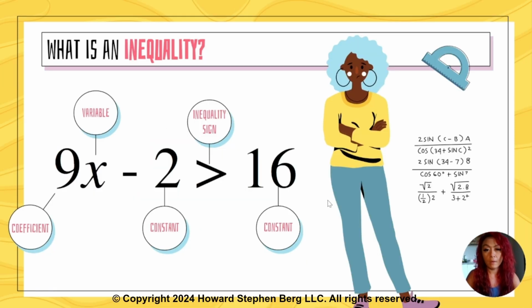What is an inequality? Well, an inequality is a mathematical statement that contains an inequality sign, right? Our inequality signs are less than, greater than, less than or equal to, greater than or equal to, and not equal to. So we have this inequality here, 9x minus 2 is greater than 16, and I've labeled all the parts of the inequality for you, right? We have our coefficient, our variable, our constants, and in this case, an inequality sign, and we're working with greater than.